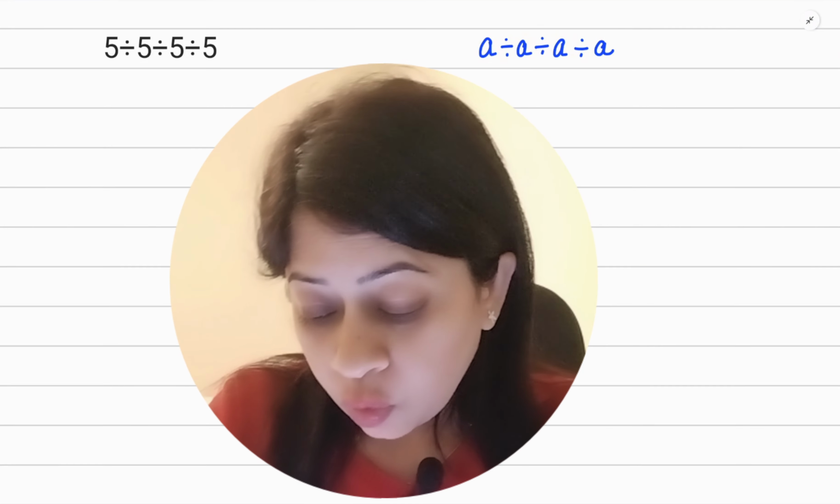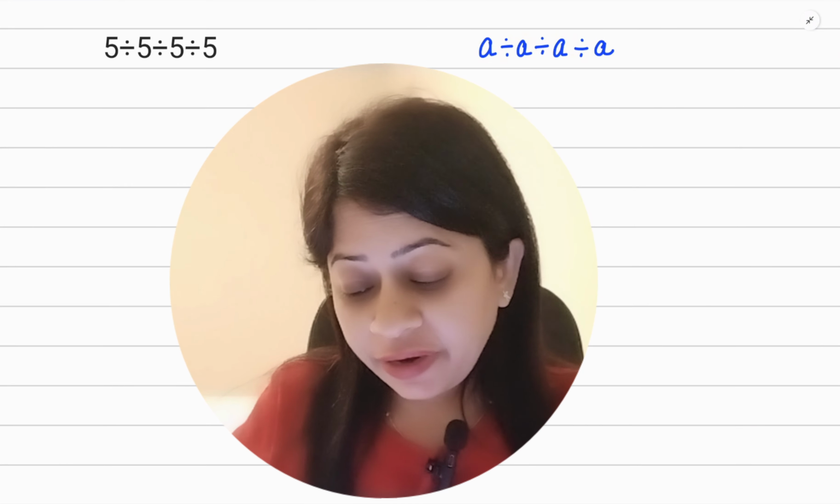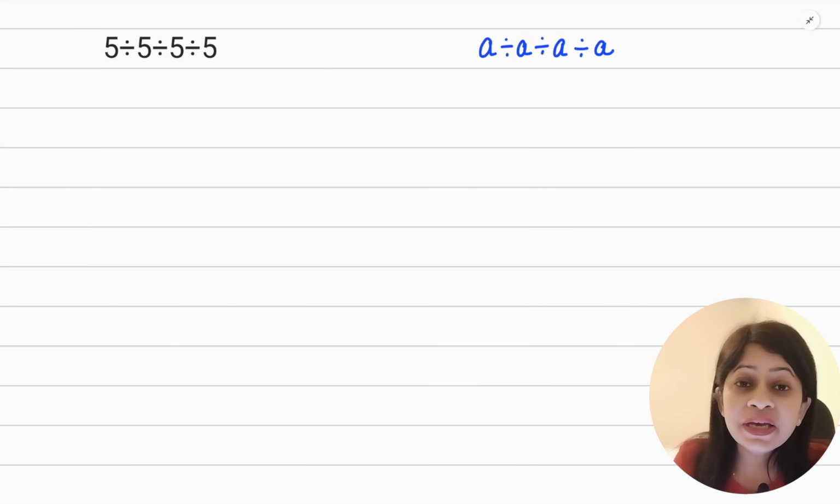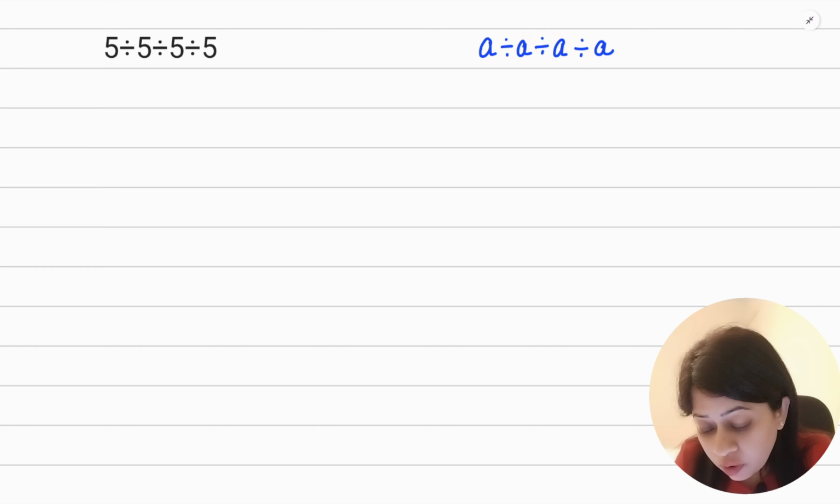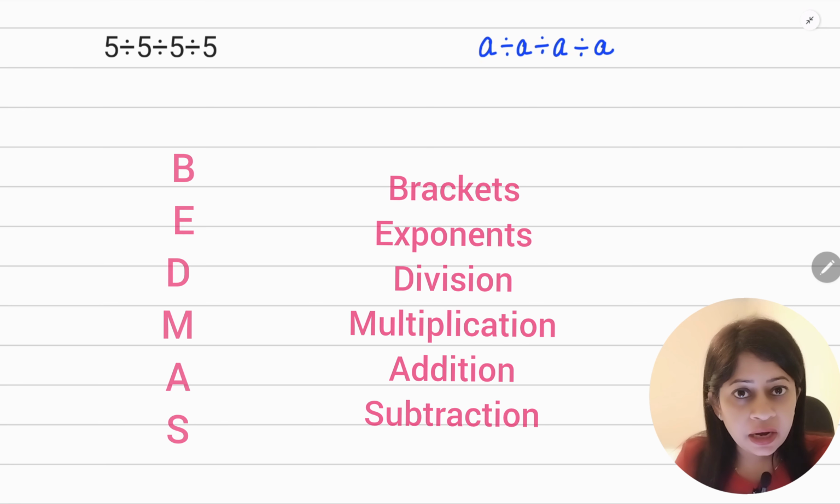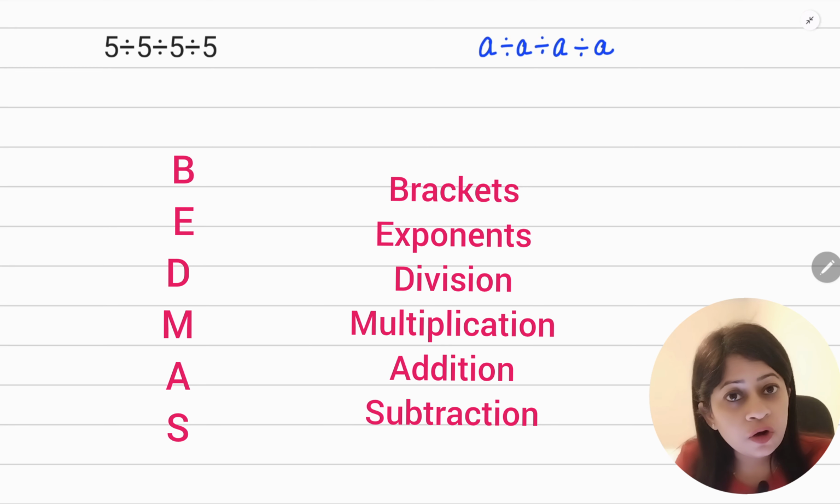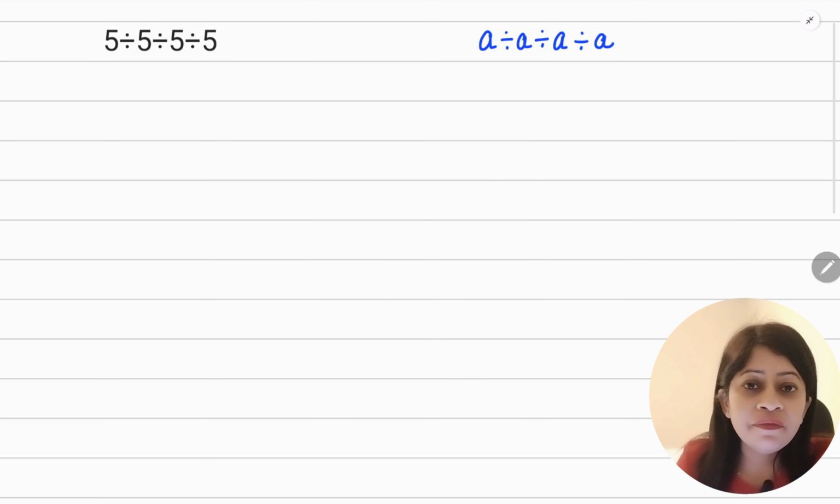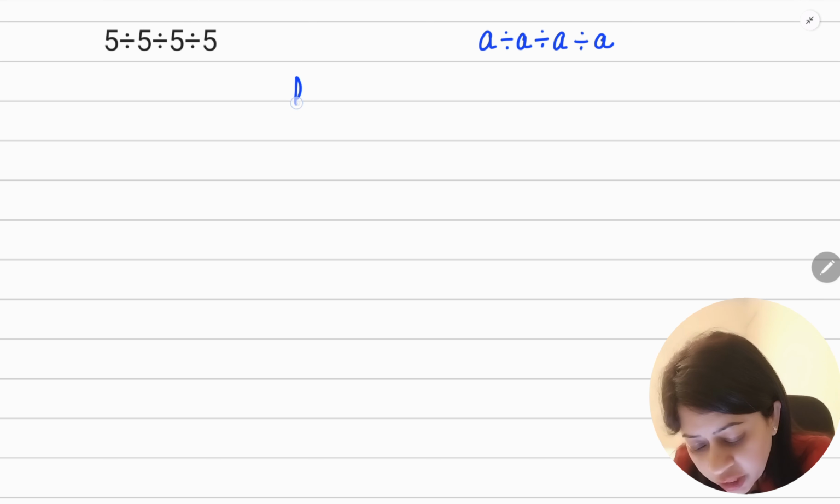Hello everyone. So in this question, we have 5 divided by 5 divided by 5 divided by 5. As we can see, we have only one operation here. We have done BODMAS or BEDMAS, but here we have just one operation. Whenever we have only one operation, we always follow the left to right rule. So left to right you need to solve.